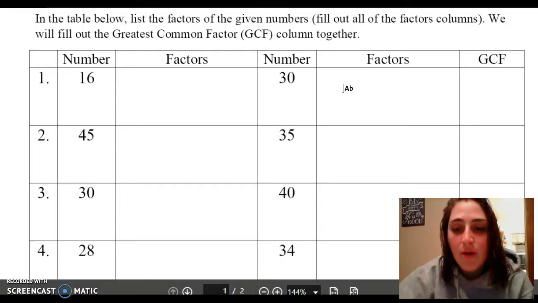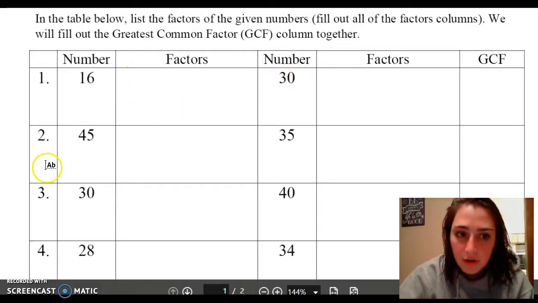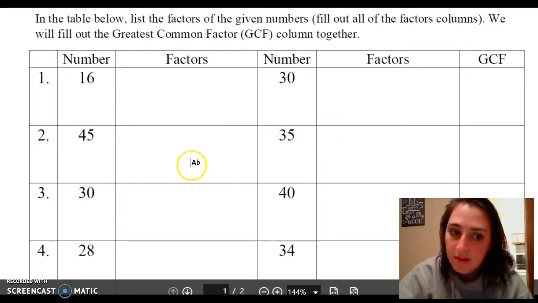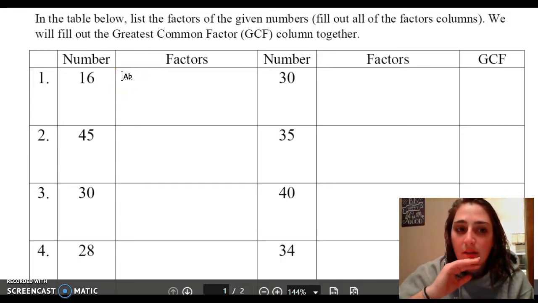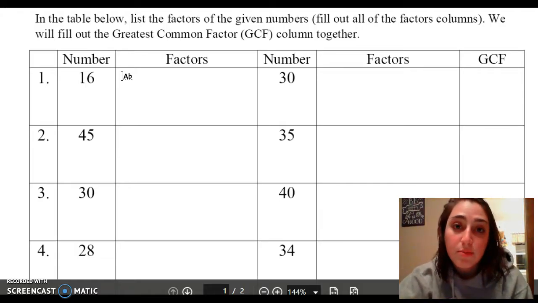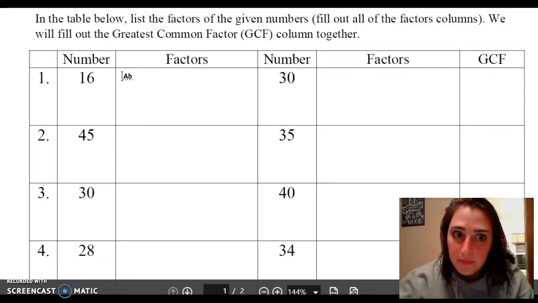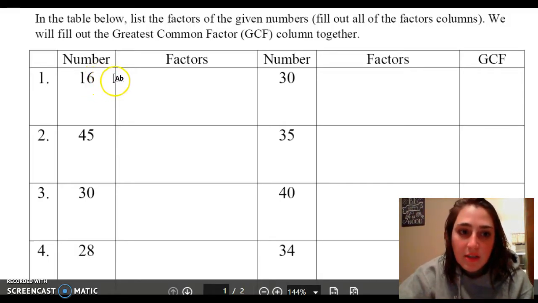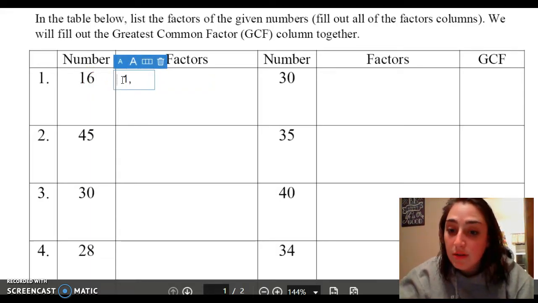Okay? So your do now just asked you to find the factors of 16, 30, 45, 35, 30, and 40. So starting here, remember a factor is a number that multiplies up to it. So for 16, all your factors should be either equal or smaller than 16. You should not be going larger. That would be a multiple. Okay. So here for 16, 1 is always going to be a factor. You also have 2 because it's an even number. So anytime you have an even number, 2 is a factor.